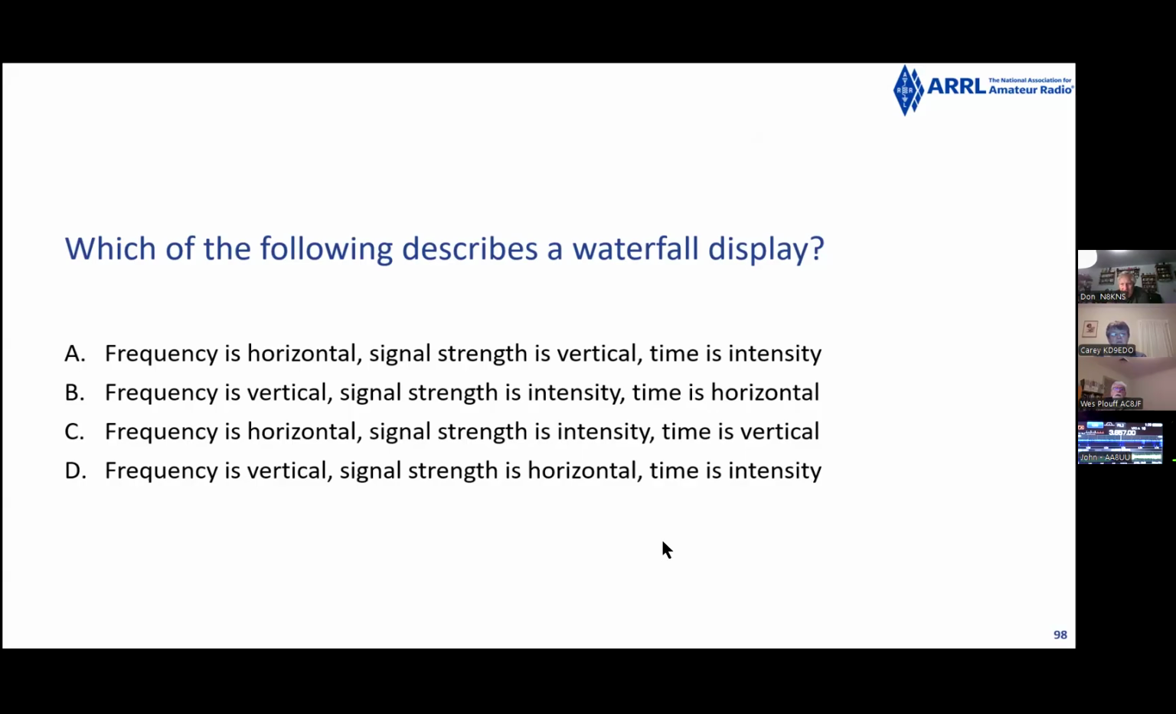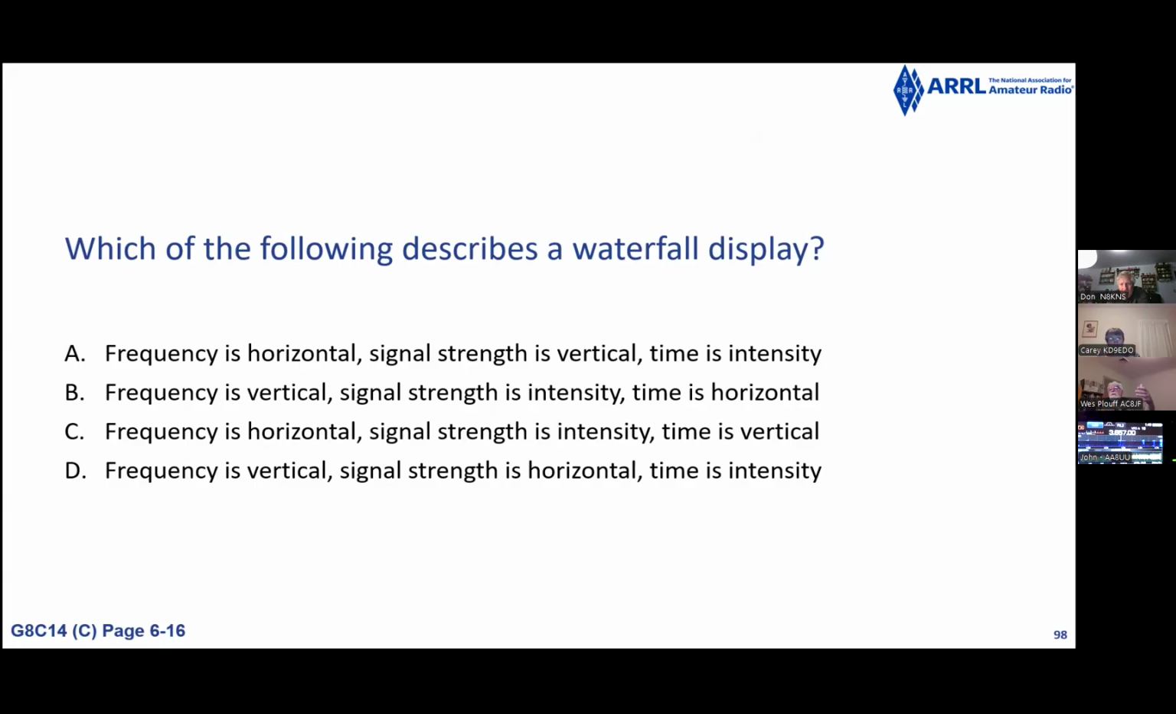Okay, the answer is C, and this is another kind of tricky question. Frequency is horizontal. Remember, it was horizontal across the top of the display that I was showing, and time is vertical. The record of the signal gets older as it falls down the display. So signal strength is the intensity. Remember I said the intensity or the color, depending.